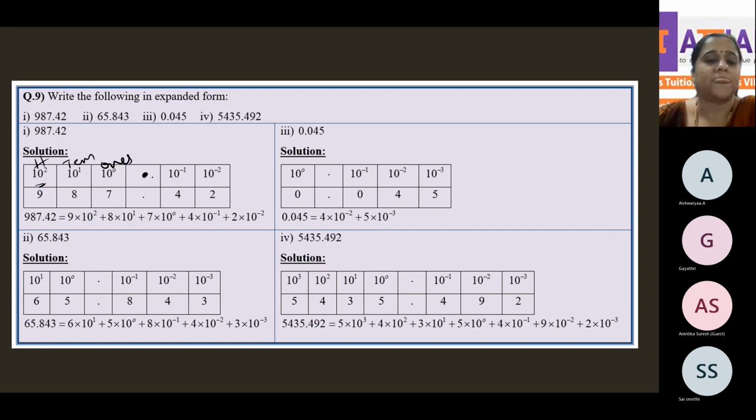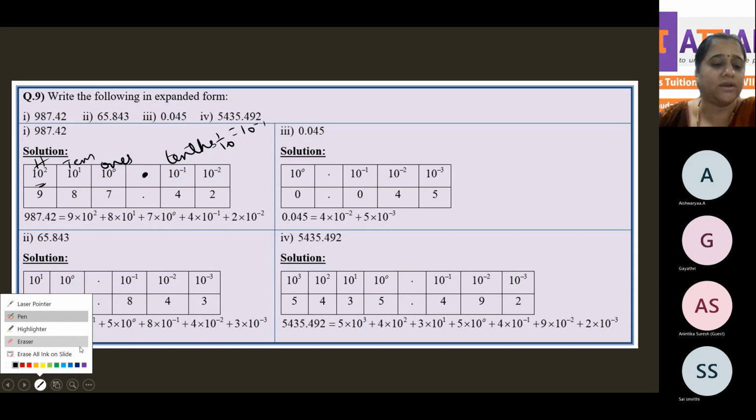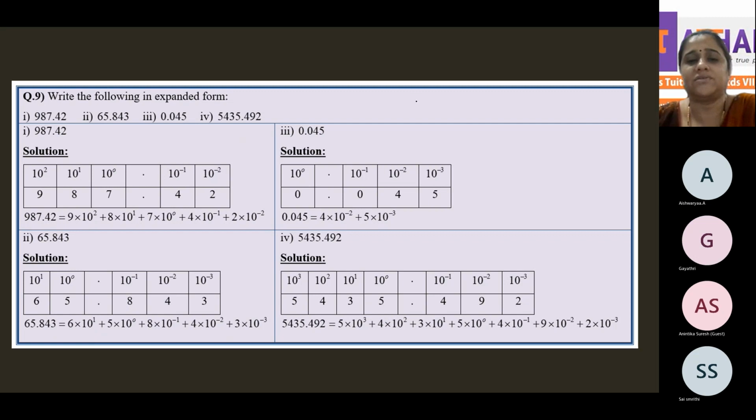Okay, decimal point. This is the tenths place. Tenths. Tenths meaning 1 by 10, which is nothing but 10 to the power minus 1. After the decimal point, it is tenths. The place value is tenths, which is nothing but 1 by 10, which can also be written as 10 to the power minus 1.